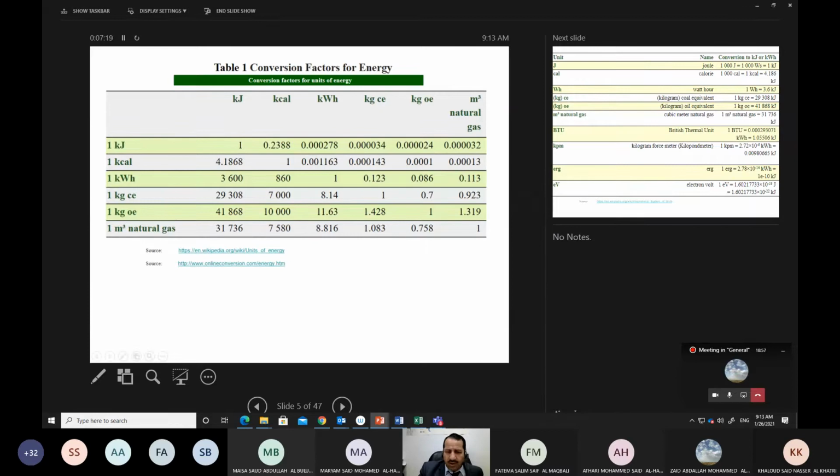Okay, kilogram oil equivalent, natural gas. And here you can convert from one into the other. As an example, 1 kilojoule, as you can see here, is equivalent to 0.2388 kilocalorie, or equivalent to 0.00024 kilogram oil equivalent, and so on. So we can convert from one unit into another. You can read more in these resources. I know that you like to read from your mobile phone, so just click on these links. You'll find more information.